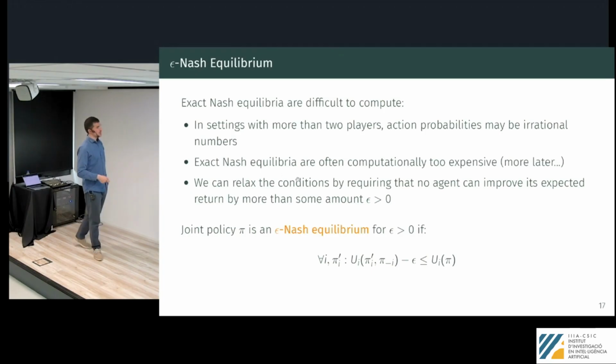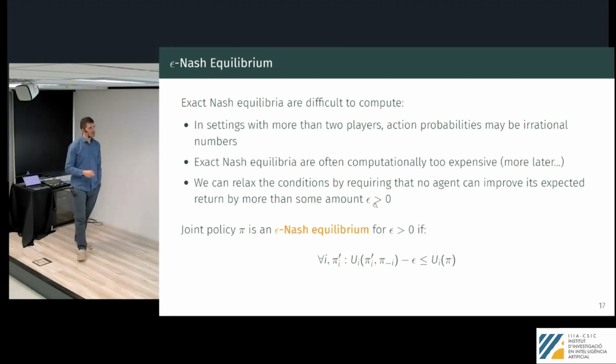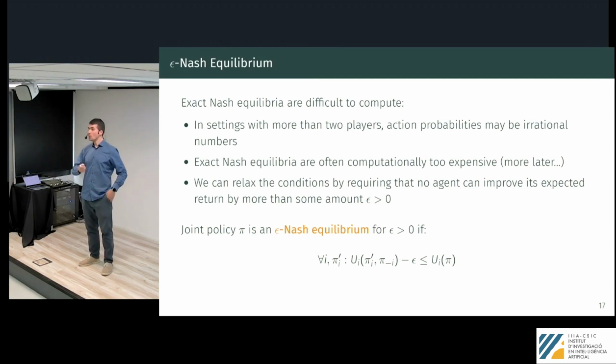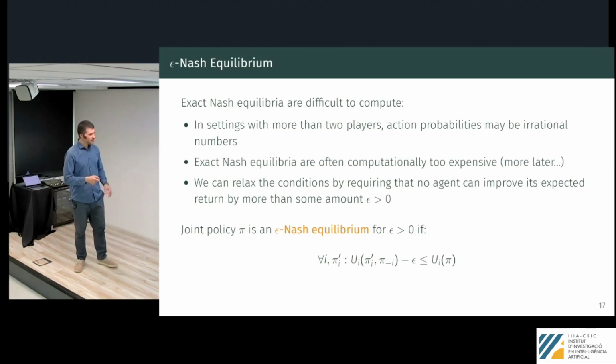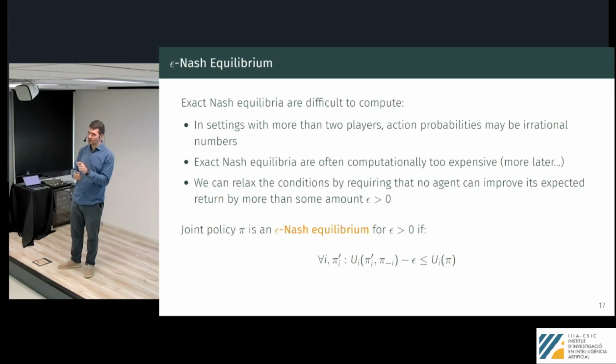It basically means we can relax the conditions by requiring that no agent can improve its expected return by more than some amount epsilon. Okay, so in the previous definition of Nash equilibrium, epsilon was 0. There was absolutely no gain you could get by switching your policy, nothing, 0. And you can relax that a little bit. You can say, okay, an Epsilon-Nash equilibrium means that other agents can change their policy a little bit, but they will never be able to get more than just epsilon more expected return individually when all the other agents stay fixed. Okay, that's kind of what it means.